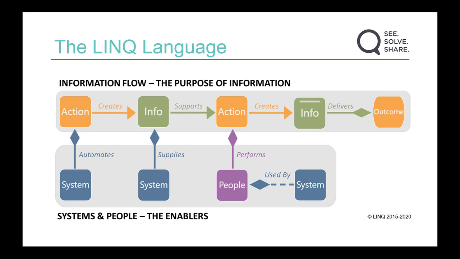Systems can also automate actions. For example, a CRM might produce a report just based on some new input coming into a customer record, and systems supply information. Here, think about Excel providing an Excel worksheet, a piece of paper providing a note, the CRM providing the customer record. So this is the base construct of what a LINQ sketch looks like.